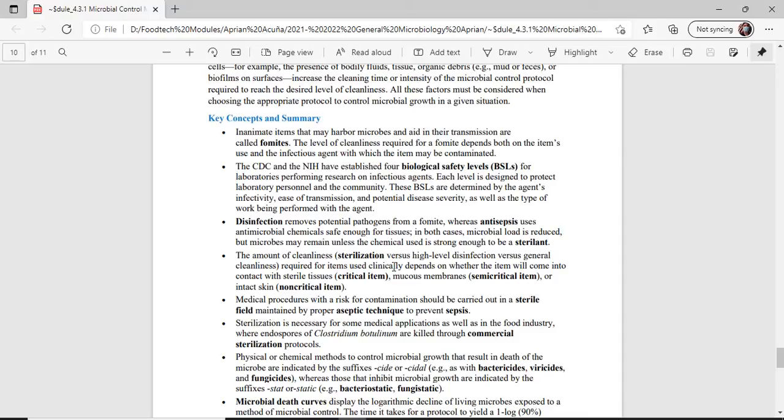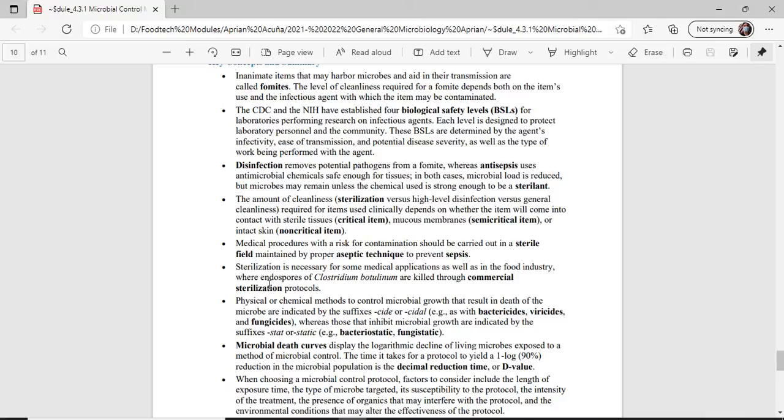The amount of cleanliness, your sterilization versus the high level disinfection versus sa general cleanliness lang, required for an item used clinically depends on whether the item will come into contact sa aton nga sterile tissue. Ibig sabihin na ang mga transplant, which is your critical item. Kung mucous membranes lang, it is your semi-critical item. Ginapasulod lang for like sa imong nose, sa imong throat. Okay? And intact skin is not critical. So you have your medical procedures, such as the risk for contamination being carried into a sterile field, maintained by a proper aseptic technique to prevent sepsis, which is an infection sa atong blood vessels.